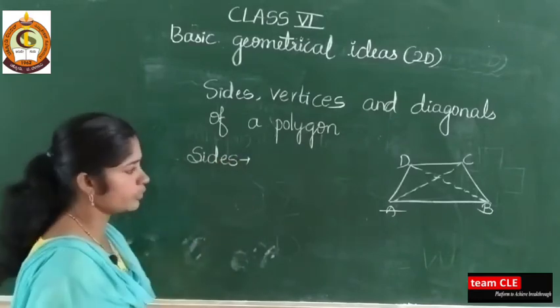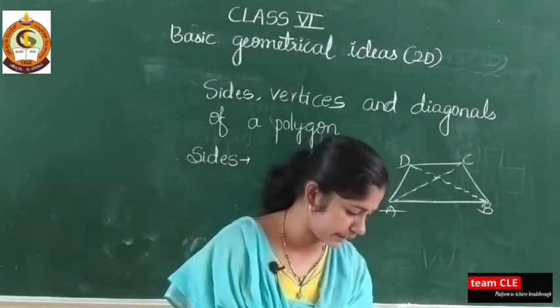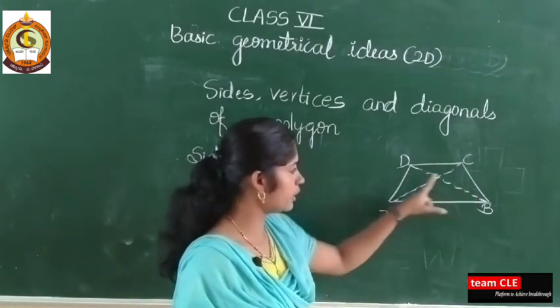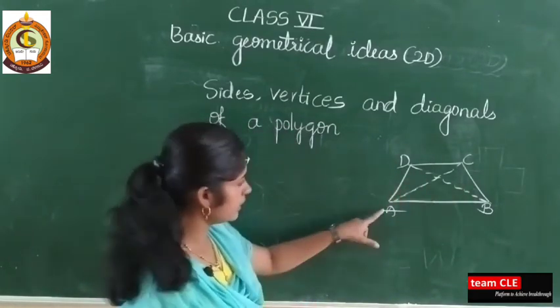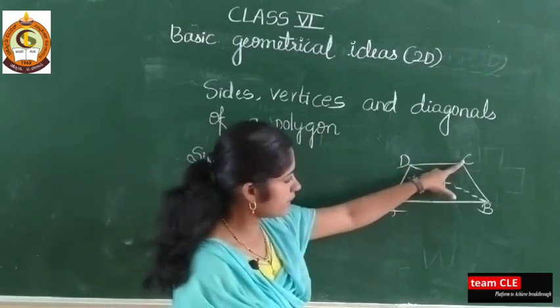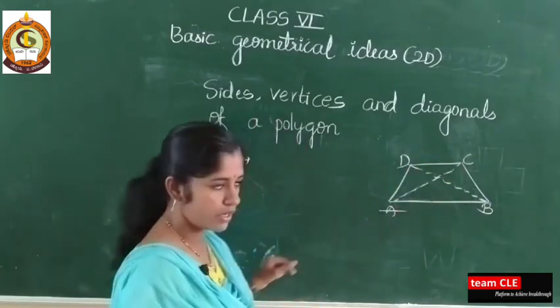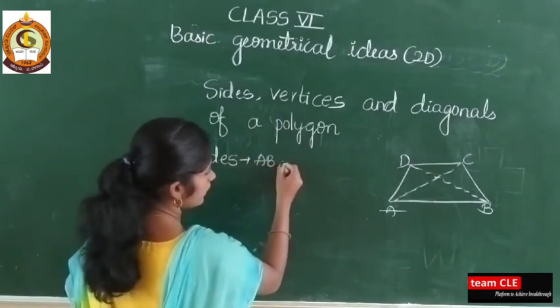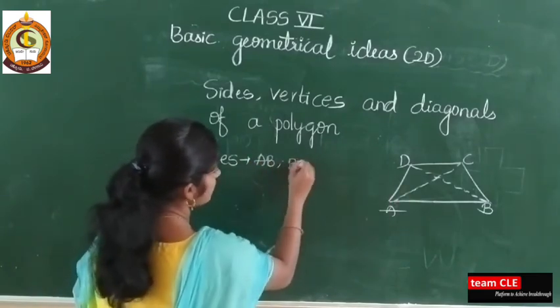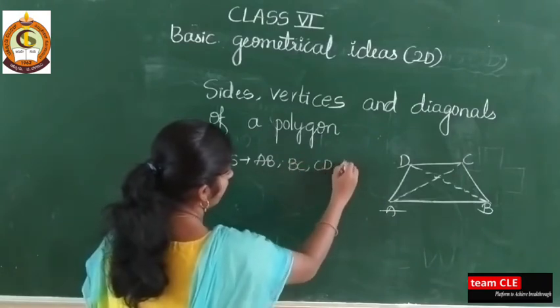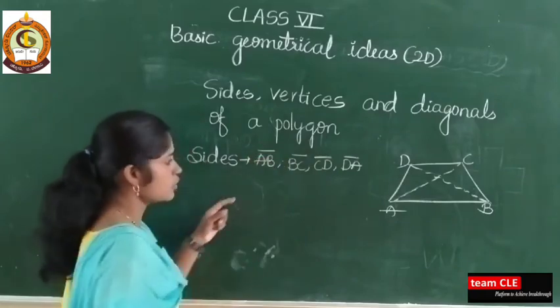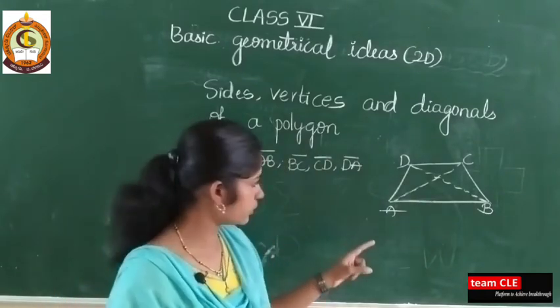Already you know a polygon is made by straight lines. Here, how many sides are there? See, 1, 2, 3, 4. These are the sides: AD, DC, CB, BA. All are sides. Here AB, BC, CD and DA, they all are line segments. So this symbol is also important.